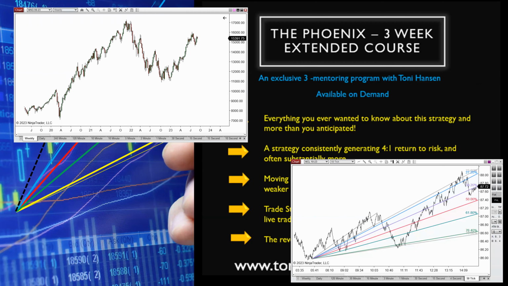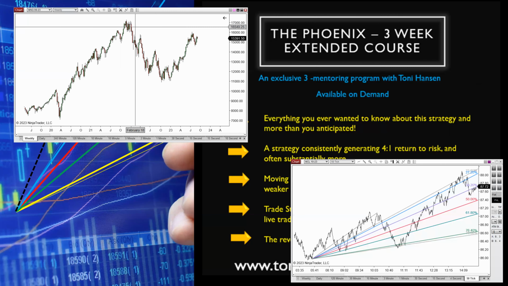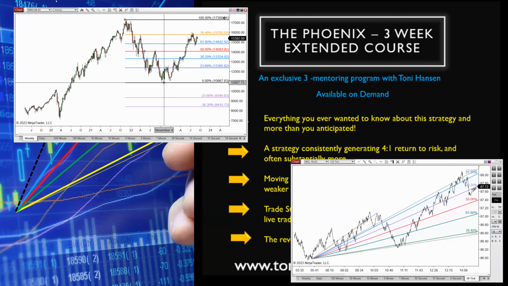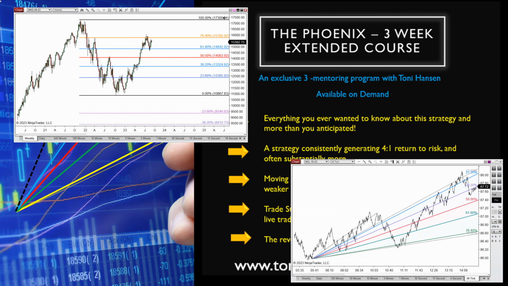76.4% retracement right here as a trigger point for reversals on the short side. And then that 61.8% is your main initial support. So what you're seeing here is just that retest of that zone, but it's still serving as a really good resistance level in here.